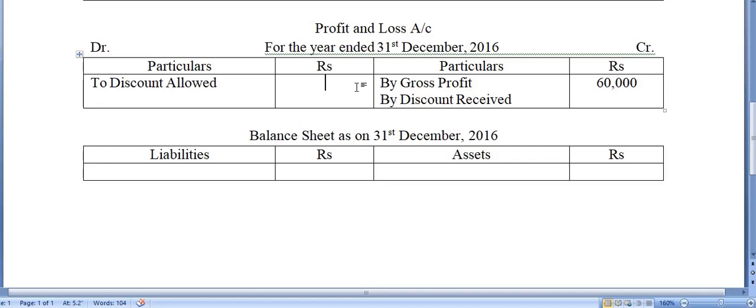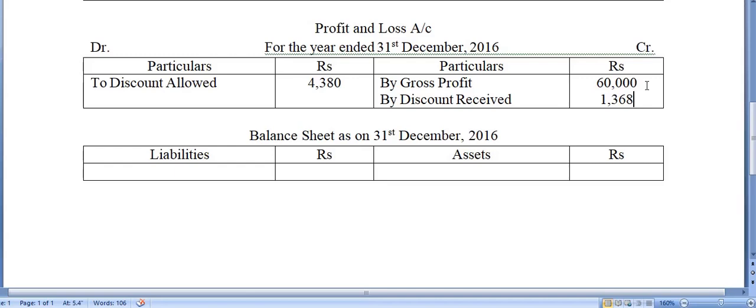Now discount allowed is a nominal account. Debit all expenses. So the balance of discount allowed will be given on the debit side, 4,380. And discount received is given 1,368. So this is your discount received. Now you can tick mark this discount allowed and received also.